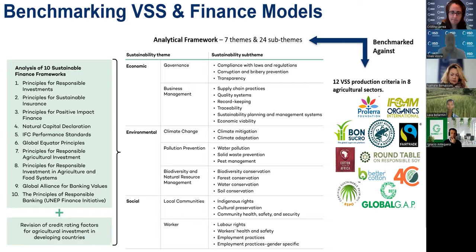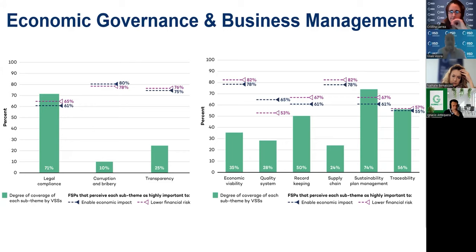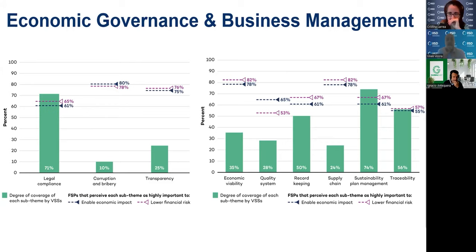The results shown in the next series of graphs convey our benchmarking results. For instance, we obtained a VSS coverage of 71% for legal compliance, which means that most of the VSS we examined require farmers to follow all relevant laws and regulations right away. On the other hand, very few of the VSS examined have requirements to deal with corruption and bribery, which need to be implemented over time or are simply recommended instead of required.